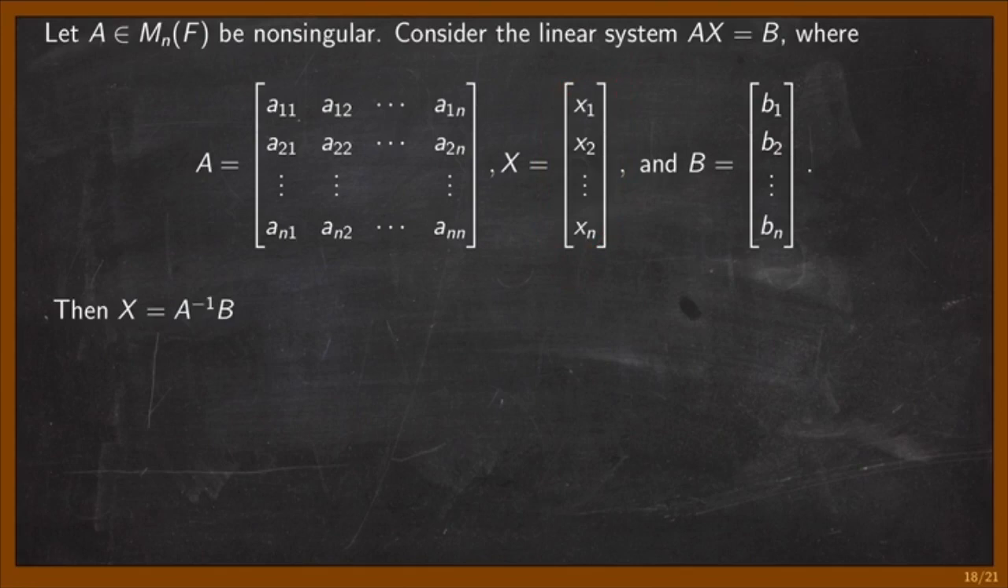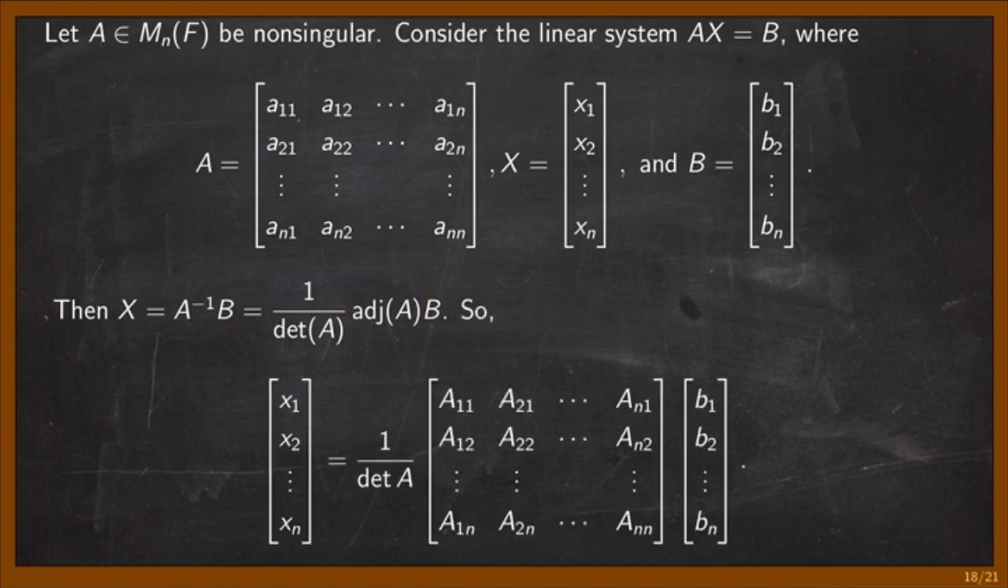Now we all know that the vector X of unknowns can be calculated by multiplying the inverse of A times B. But according to our previous theorem, the inverse of A is 1 over the determinant of A, this is scalar, times the adjugate matrix times B, because B is multiplied on the right. So we can write X, the unknown vector, as follows. 1 over det A, this is scalar, this is the adjugate matrix, and this is B.